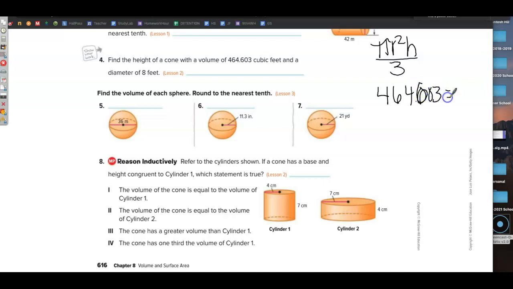464.603 equals, what do I use for pi? Times, what do I use for radius? How'd you get 4? Good, you have to divide that by 2, so 4 squared times, what is the height? We don't know, so we write h. But it's all over 3. There are several ways that you can solve this. What would be the first thing that I would do? Coulter? Multiply by 3. Let's get rid of that fraction. So if we multiply by 3, what do you get on the left side?